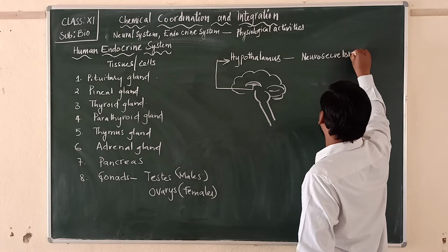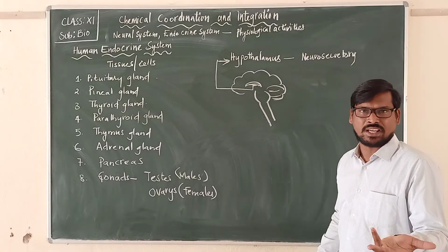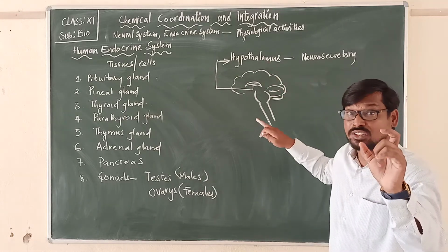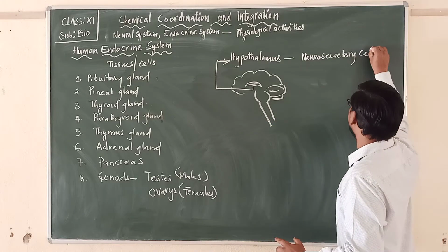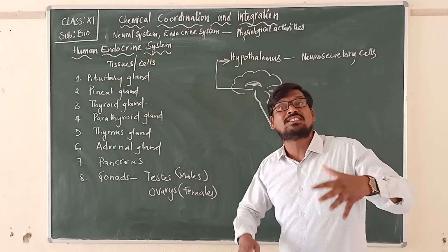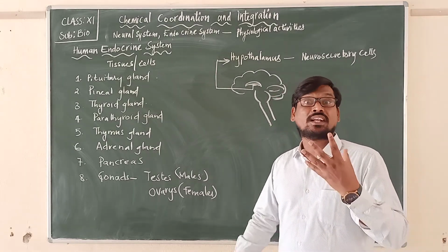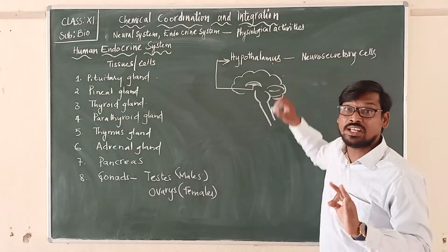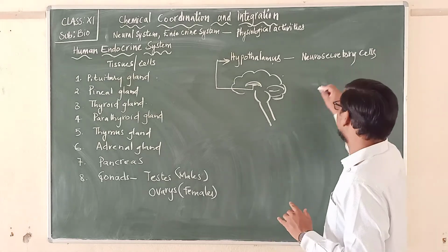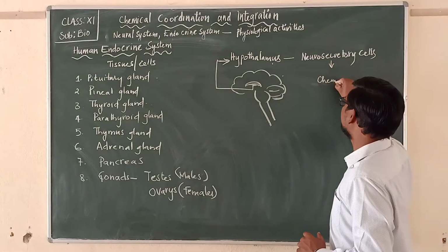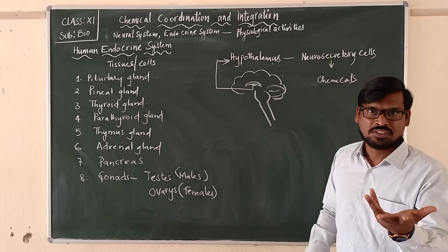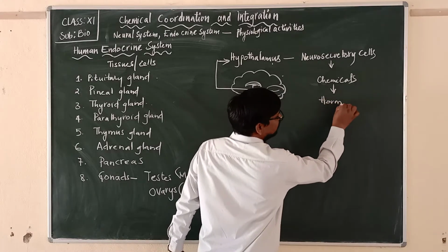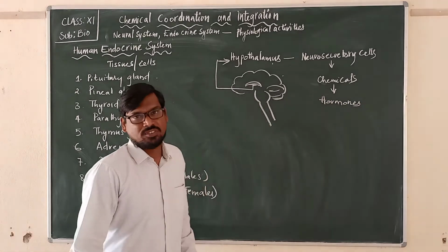Of course, we all know that the brain is made up of nerve cells. But here the point is that we are highlighting those nerve cells as neurosecretory cells, meaning these cells are involved in secretion. What are these secretions? They are certain chemicals produced from the nerve cells present in the hypothalamus. So what are these chemicals? These chemicals are nothing but the hormones.